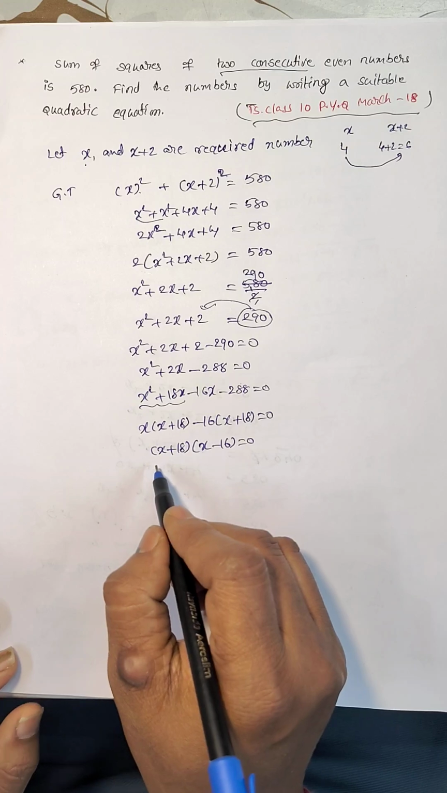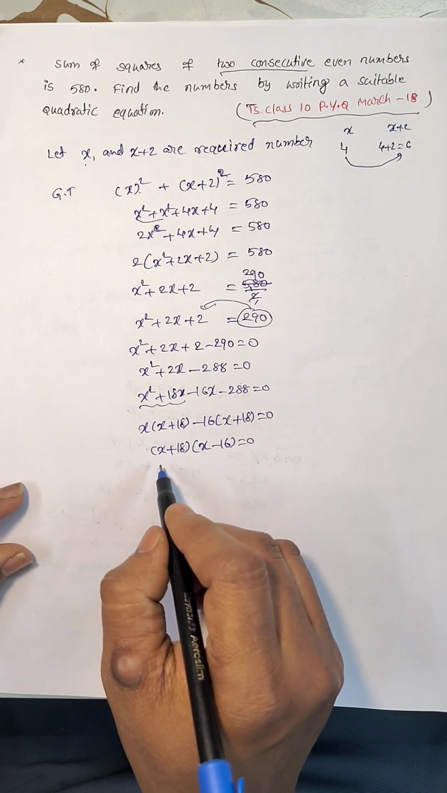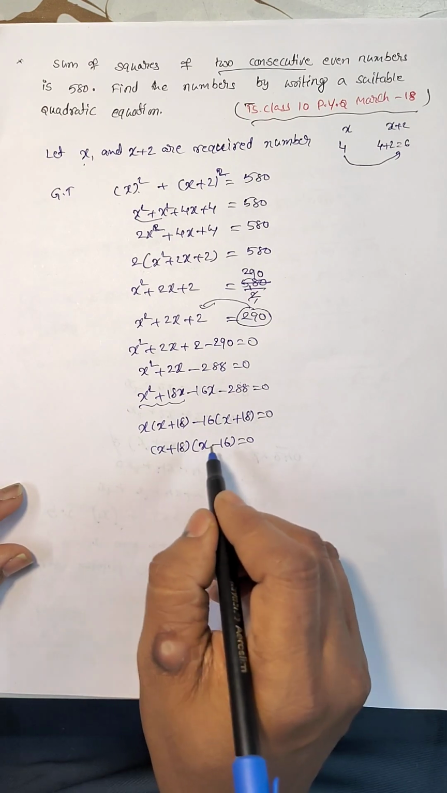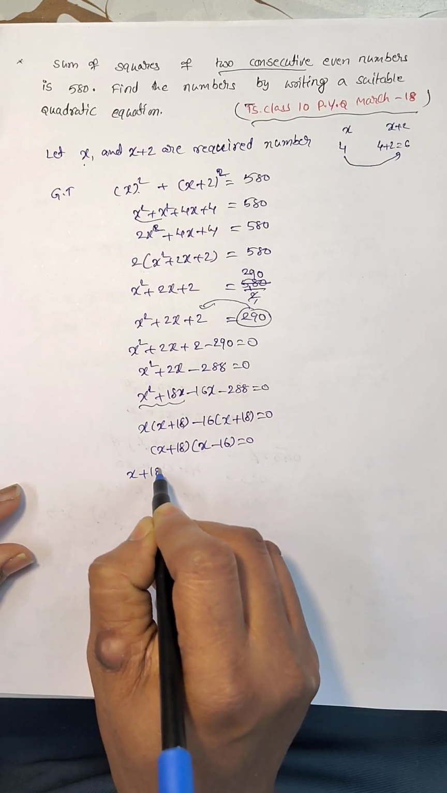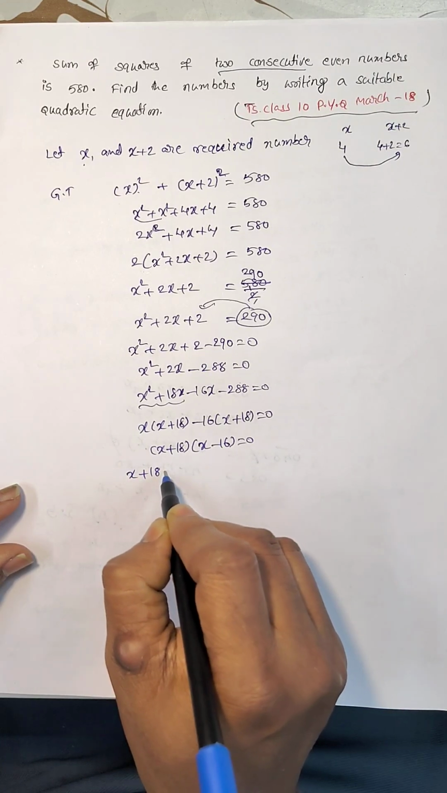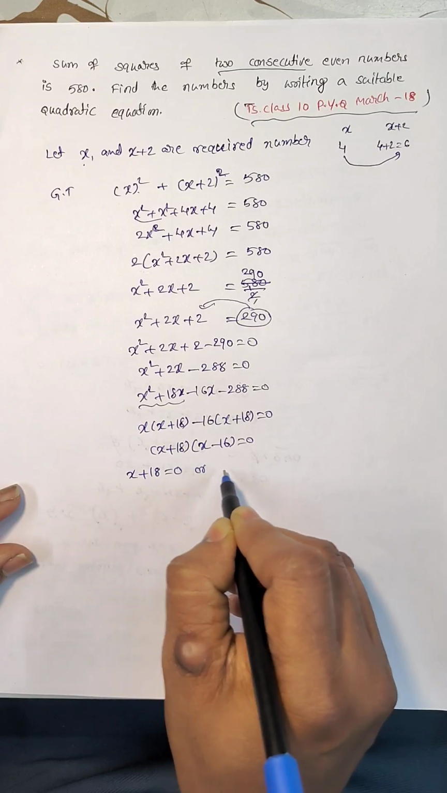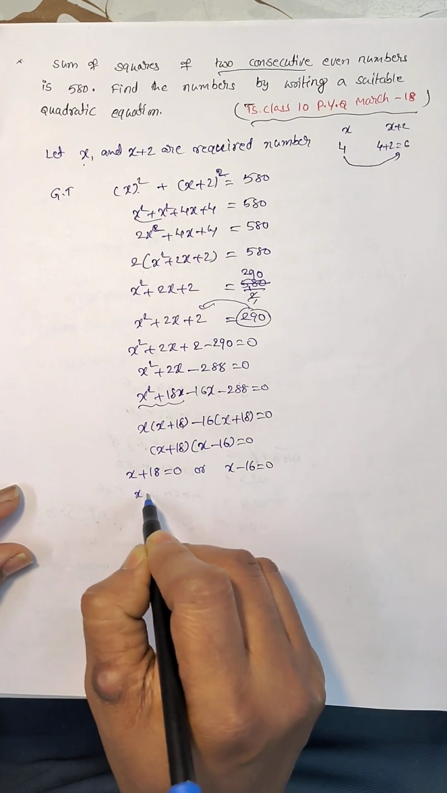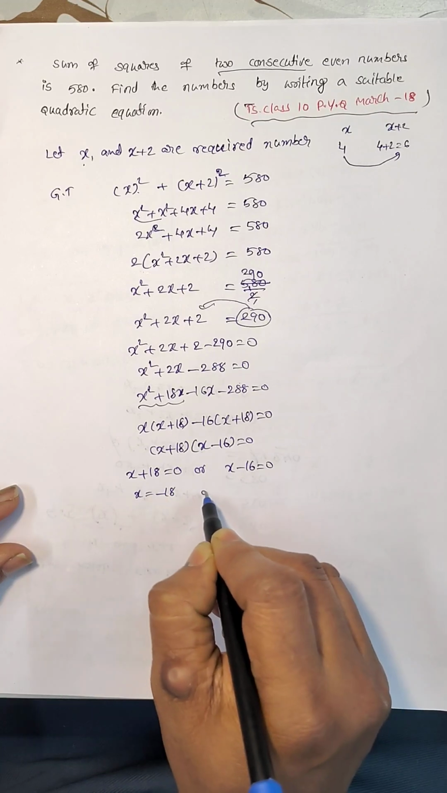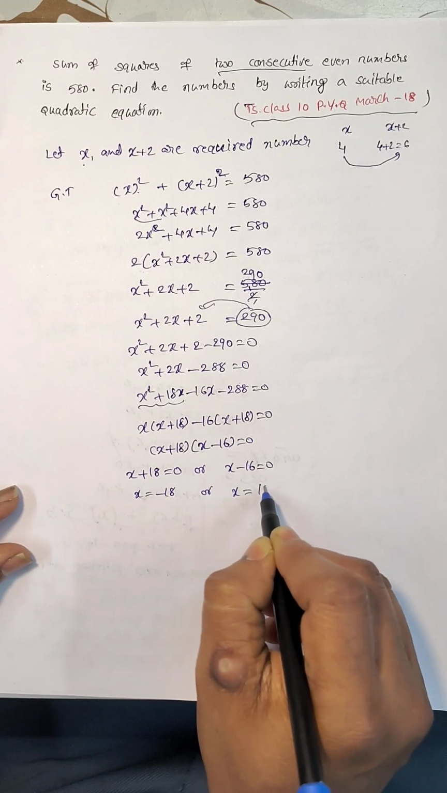As we know, by using the zero product rule, if the product of any two numbers is 0, definitely one of them is equal to 0. So by that we can say either x plus 18 is equal to 0 or x minus 16 is equal to 0. From this, x is equal to minus 18 or x is equal to 16.